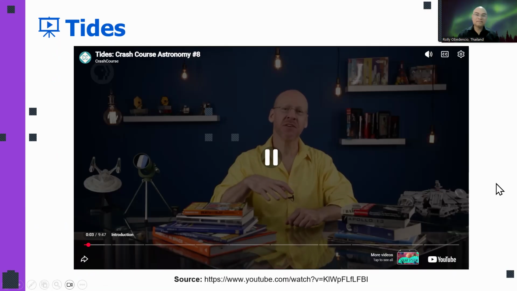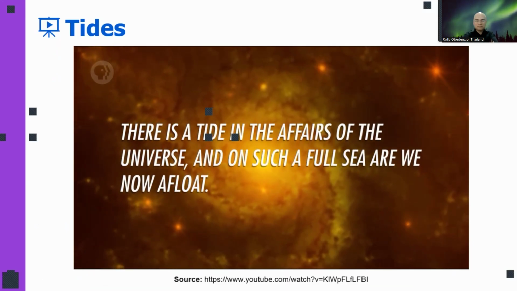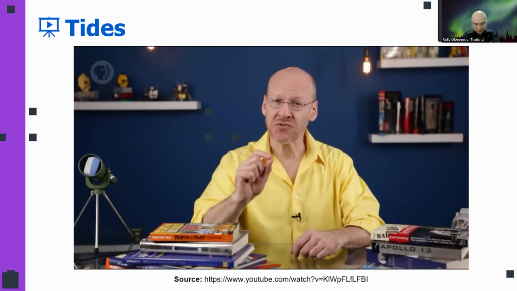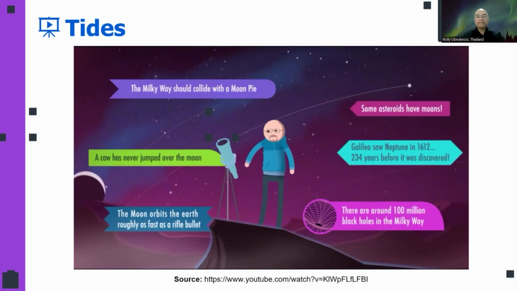You know, if Shakespeare had been an astronomer, he'd have said that there is a tide in the affairs of the universe, and on such a full sea are we now afloat. He would have been right. You might just think of tides as the ocean going in and out every day, but in fact, what astronomers call tides are a subtle but inexorable force that have literally shaped most objects in the universe. And to understand tides, we start with gravity. One giant leap for mankind.